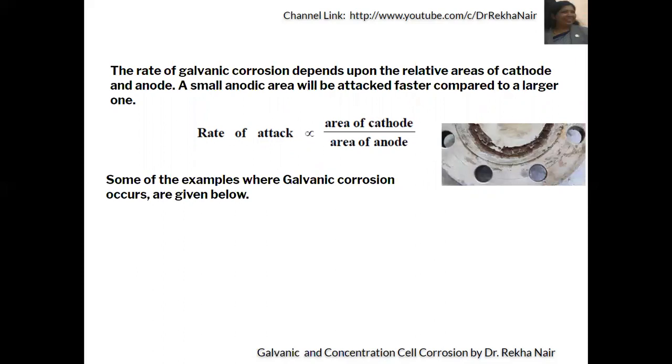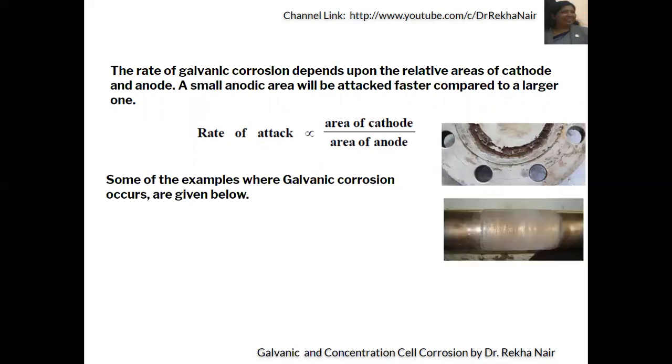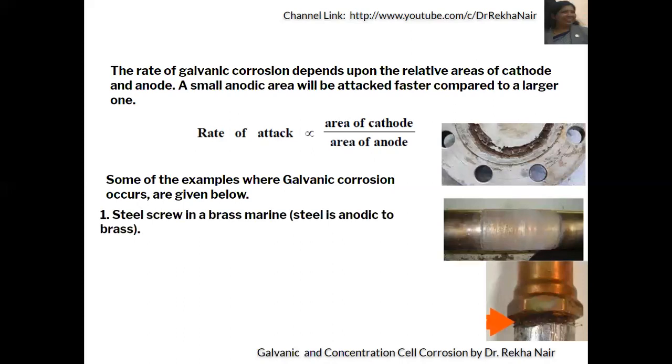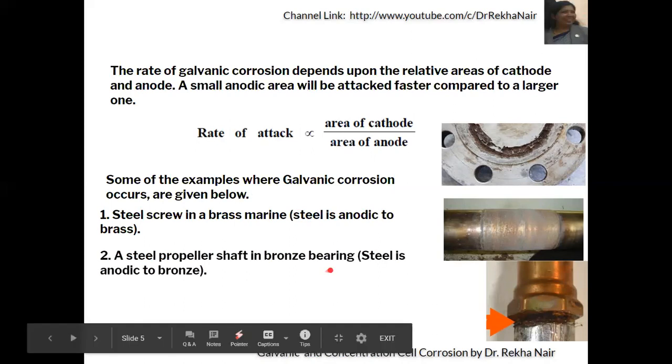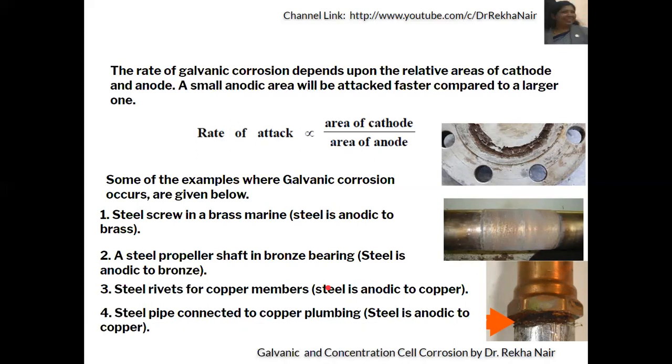Some of the examples in which galvanic corrosion occurs, we can see in the pictures also. The steel screw in brass marine fittings: steel is anodic to brass, so it will get corroded. The steel propeller shaft in a bronze bearing: in this case also steel is anodic to bronze, so steel will get corroded. The third example is steel rivets for copper members. Here also steel is anodic to copper, so steel is getting corroded. A steel pipe connected to copper plumbing: here also steel is anodic to copper, so steel is getting corroded. Such types of connections must be avoided if you want to protect the metal.